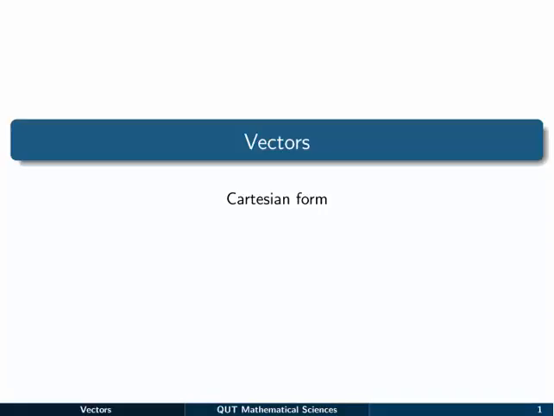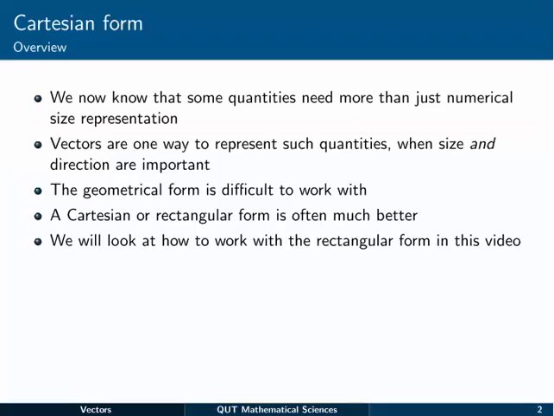In this video, we look at what's called the Cartesian form, a different way of representing vectors. So we now know that some quantities need more than just numerical size representation, and vectors are one way to represent quantities that need a size and a direction.